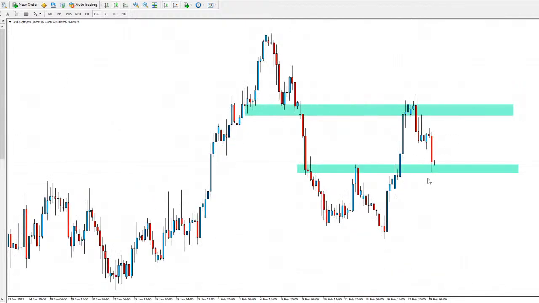USD CHF, again, is in a push to the downside. I said we'll probably find previous resistance turned support here. I'll probably say we'll come and test that level.